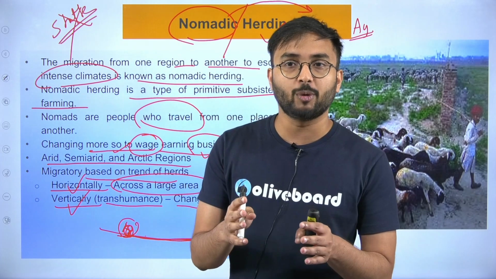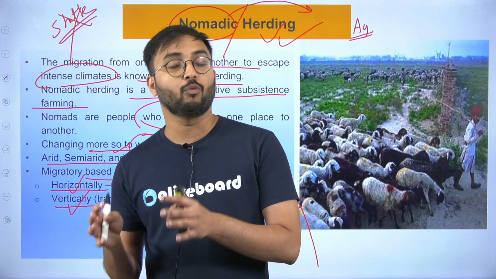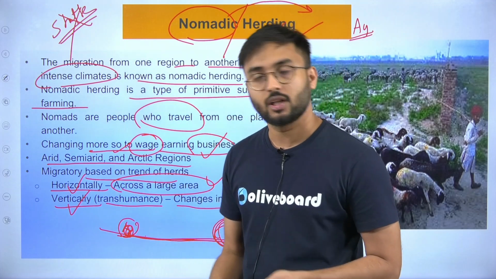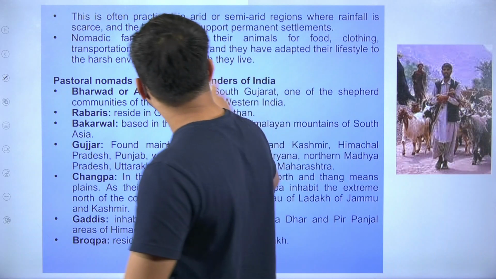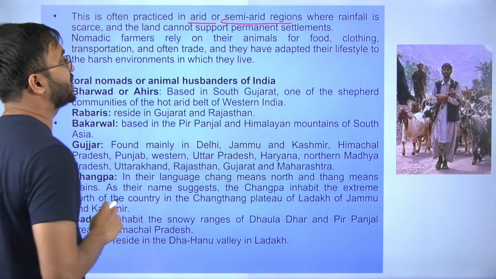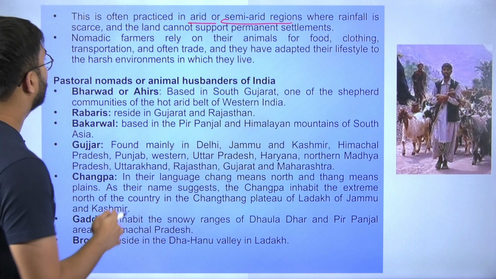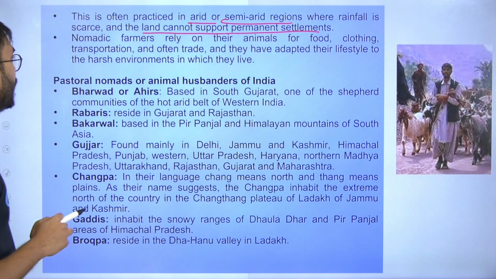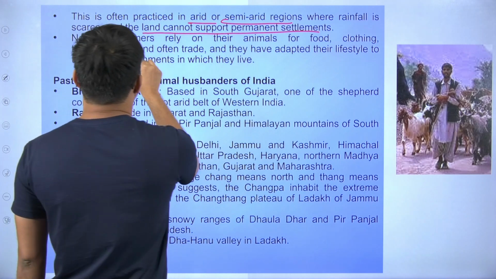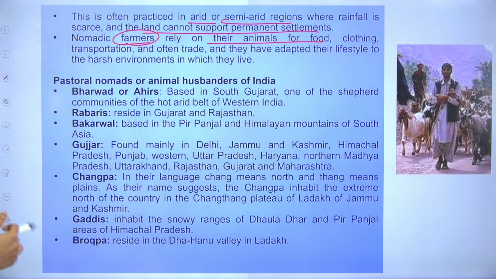For example, a particular community moving in summers from one place to other, a particular community moving in winters. So this is your overall nomadic herding. Often it is practiced in very harsh climates like arid, semi-arid and frosty climates. They do not support permanent settlements, as I already told you. Such nomadic farmers or herders rely on their animals for food, clothing, transportation, their trade, etc.